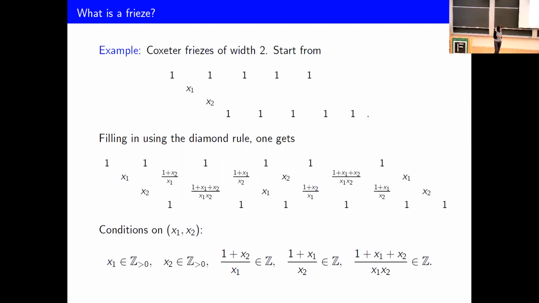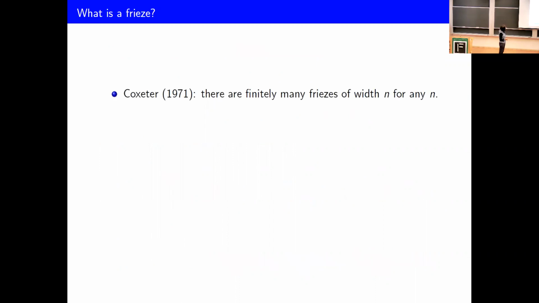Are there other solutions? So what Coxeter proved, and he was the first one looking at this, is that there are finitely many for any n.